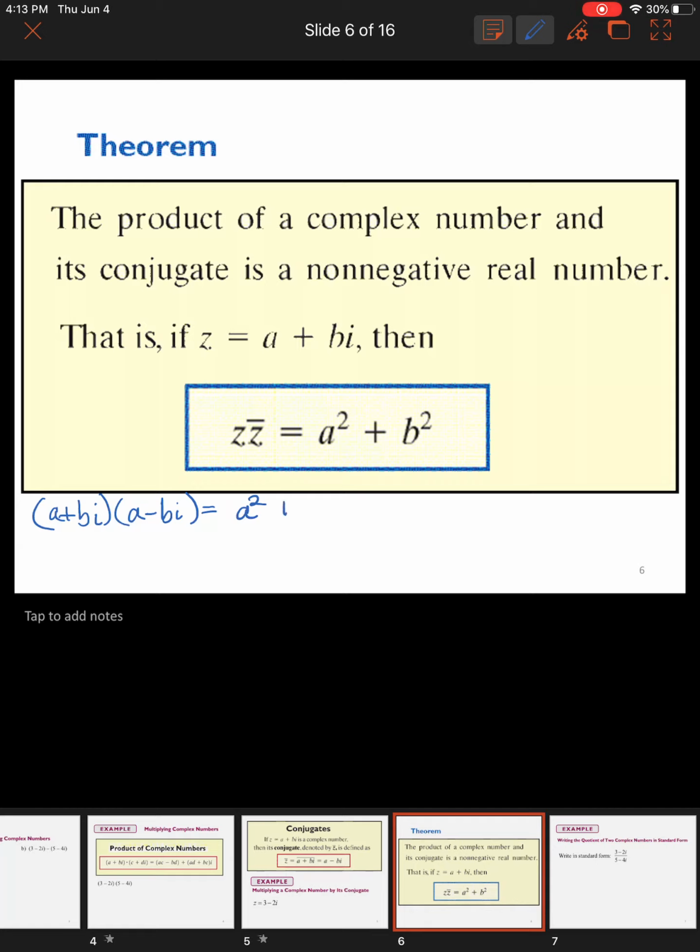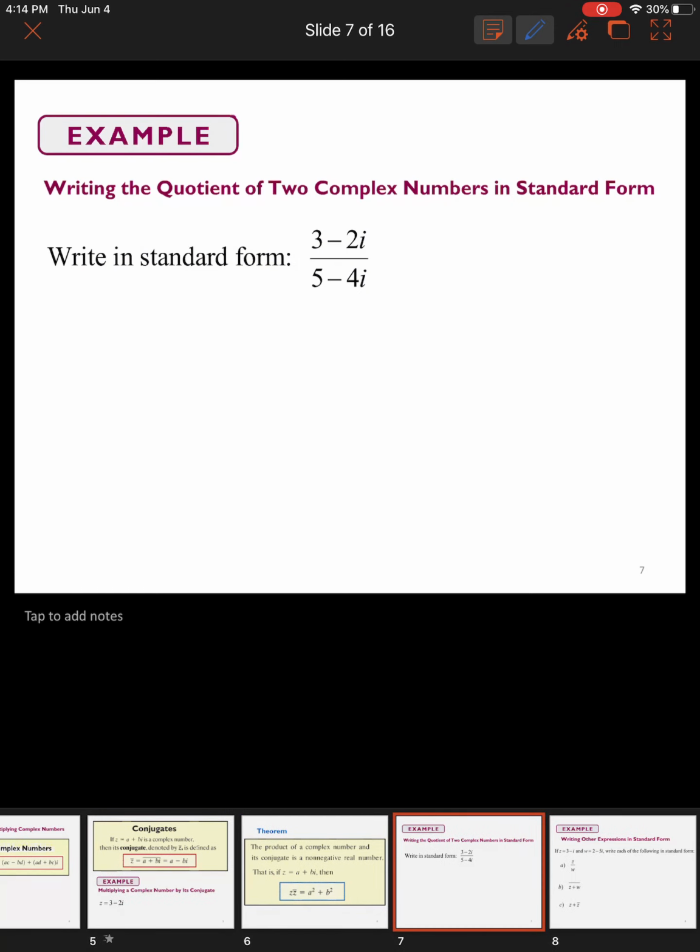And you go through all this multiplication. You have a squared minus abi plus abi minus b squared times i squared. And that would give us a squared minus b squared times negative 1, which results in a squared plus b squared. You can either do it this long way, or remember that whenever you multiply a number by its conjugate, it'll always be a squared plus b squared. And this is very necessary whenever we're simplifying rational complex numbers.